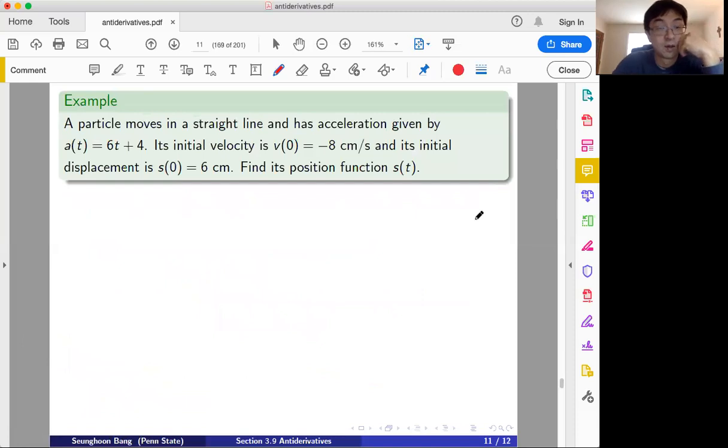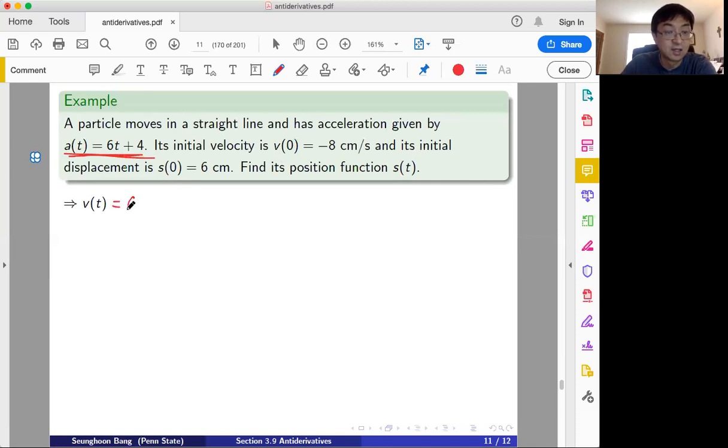So one more. A particle moves in a straight line and has acceleration given by a of t equals 6t plus 4. Its initial velocity is v of 0 equals negative 8 centimeters per second, and its initial displacement is s of 0 equals 6 centimeters. Find its position function s of t. So we can use antiderivative here. How can you find the v of t? The v of t is exactly the antiderivative of acceleration.